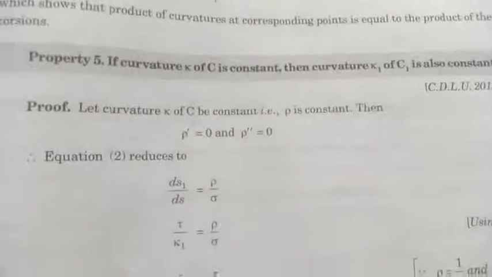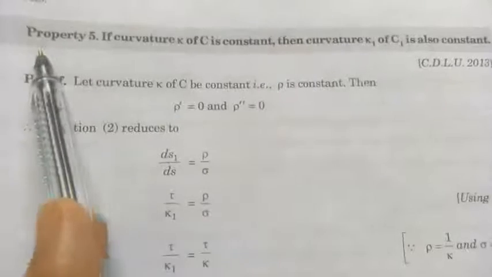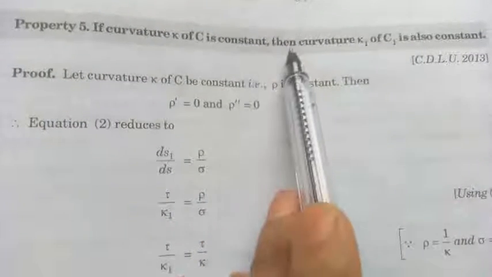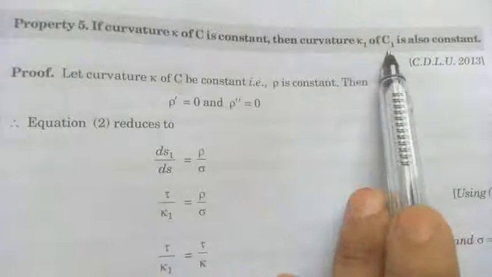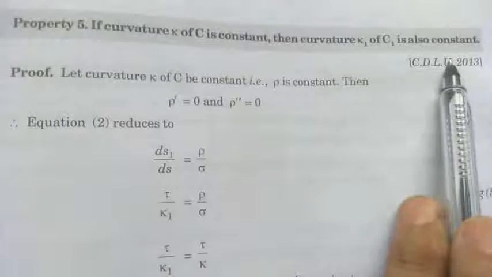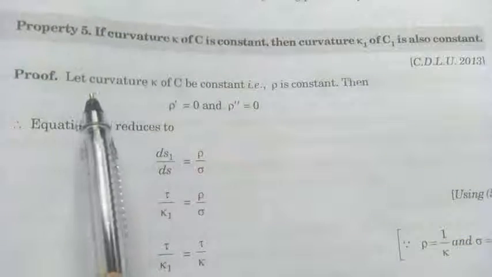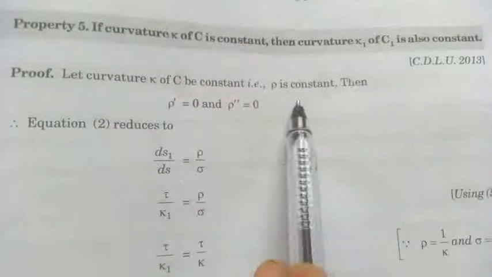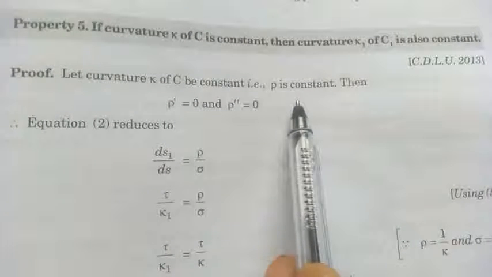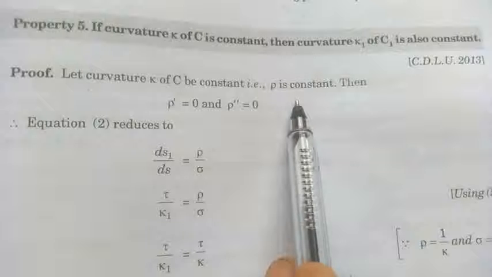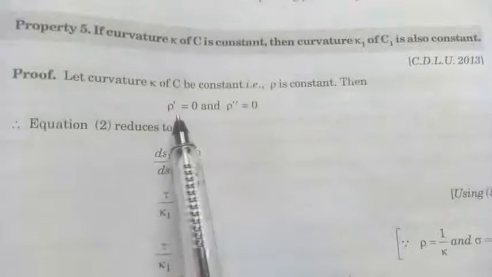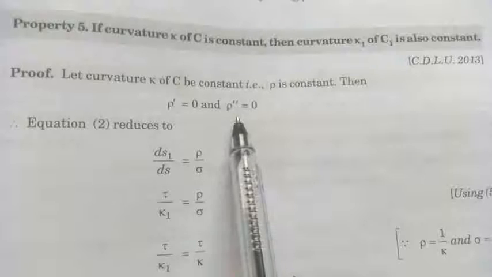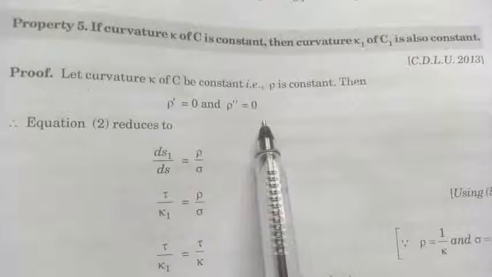Now next is property 5. Property 5 says that if the curvature of C is constant, then the curvature K1 of C1 is also constant. Now it is given that the curvature of C is constant. Curvature is constant, so its reciprocal is also constant. It means rho is constant. Rho is constant, so its derivatives with respect to S will be 0. So rho dash is 0, and the second derivative of rho is also 0.